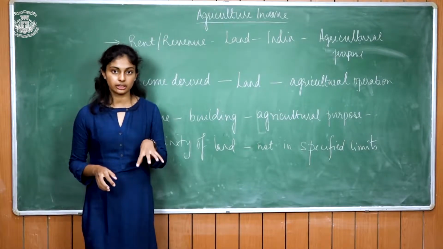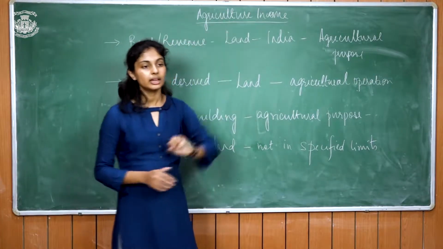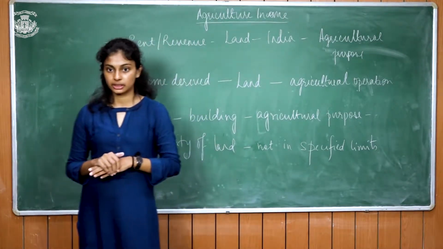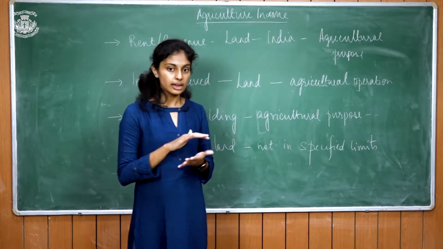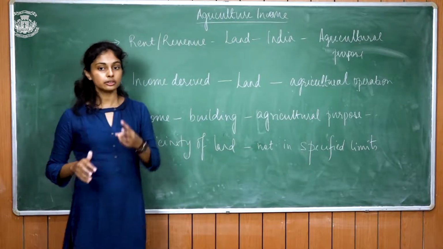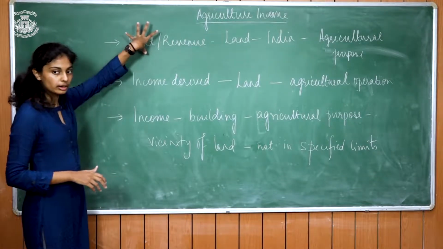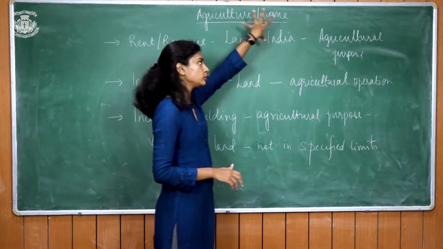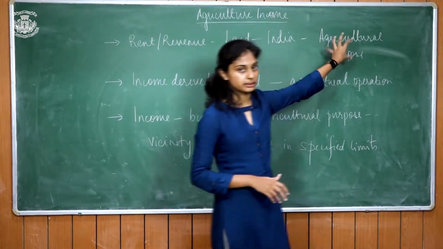The discussion in this video will be the tax treatment of agricultural income. Before we move on to the tax treatment of agricultural income, let us understand what agricultural income is. Under the Income Tax Act, the definition of agricultural income is divided into three parts. The first part deals with the rent or revenue which is derived from land situated in India and used for agricultural purposes.